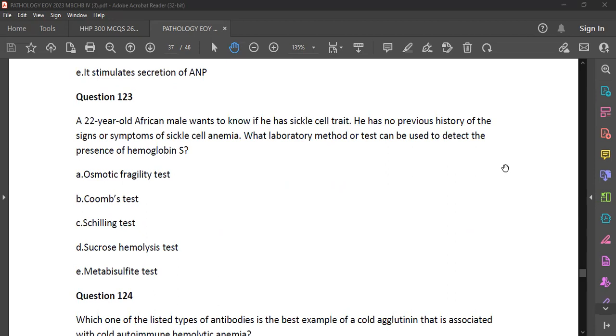Right. A 22-year-old male wants to know if he has a sickle cell trait. He has no previous history of the signs or symptoms of sickle cell anemia. What laboratory method or test can be used to detect the presence of hemoglobin S?